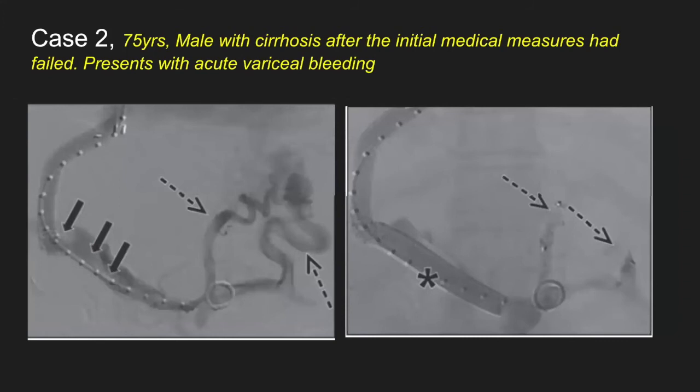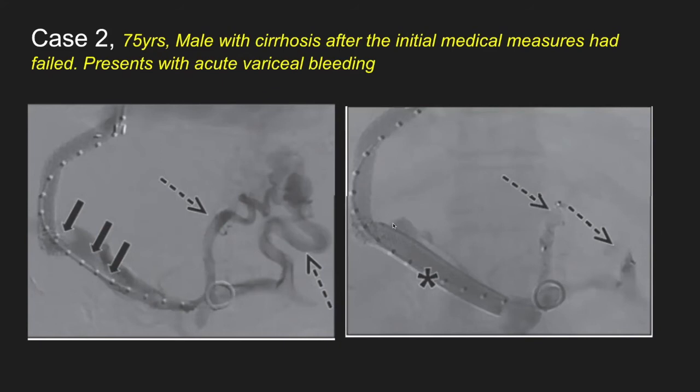So the other case was a 72-year-old male with cirrhosis after the initial medical measures had failed. The patient presented with acute variceal bleeding, and then TIPS was done. This is the portovenogram done after TIPS. And then they formed these two major gastric varices from the left gastric vein and the short gastric veins.